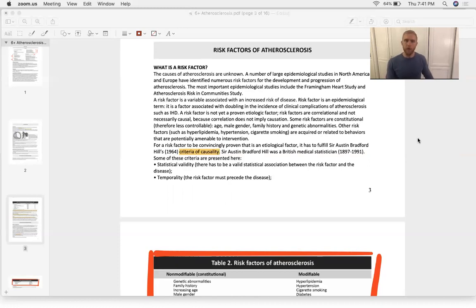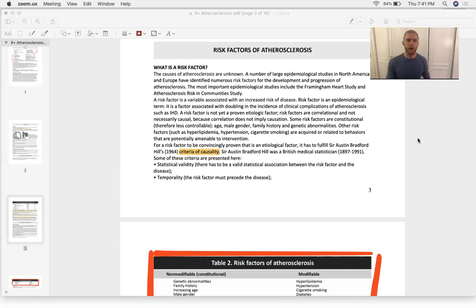So you need to know the risk factors because they will be boards tested, and they will be boards tested because the pharmacotherapy of atherosclerotic patients is determined by where they stand on a risk assessment scale. So you will be performing that risk assessment throughout your career.